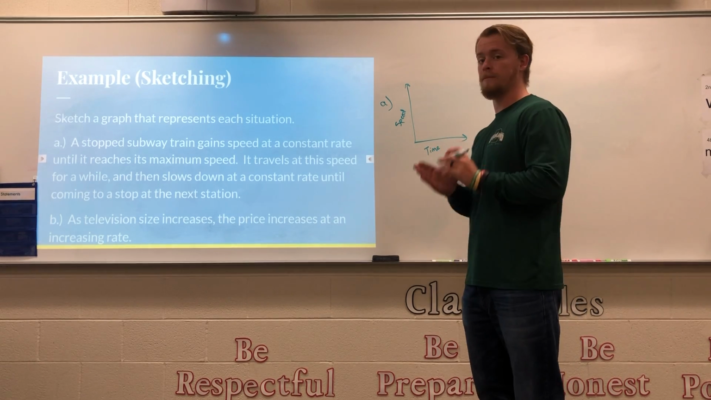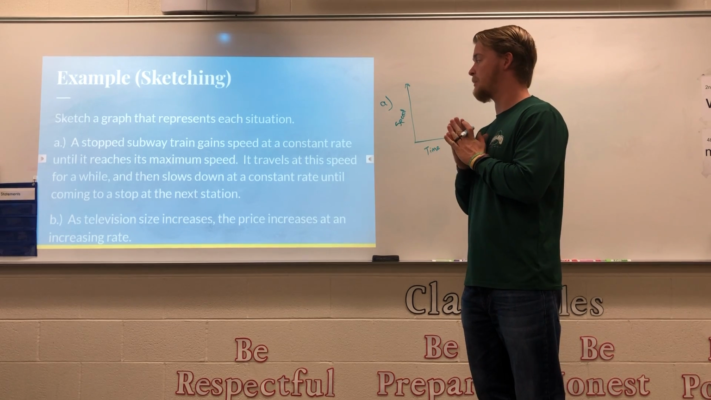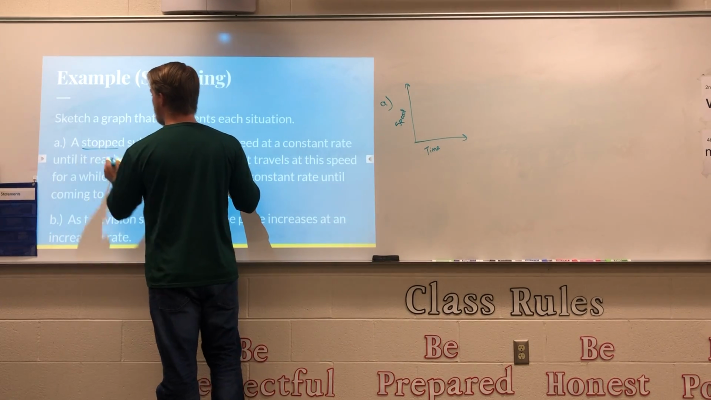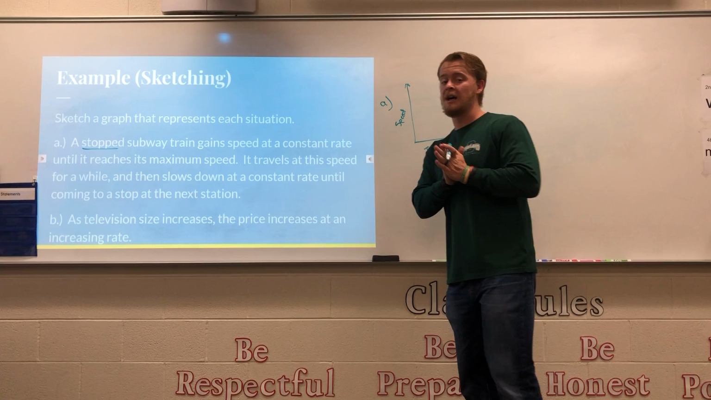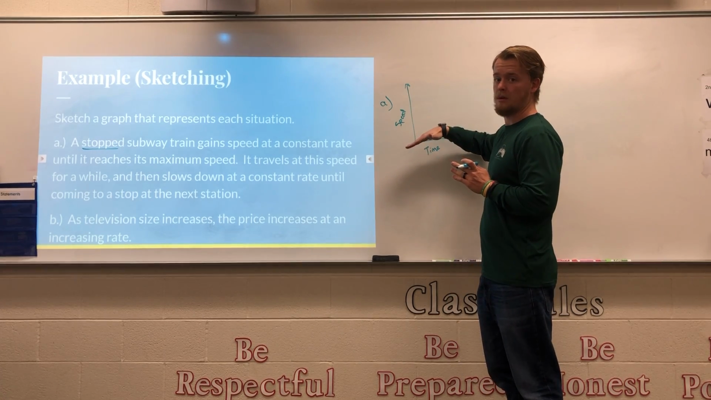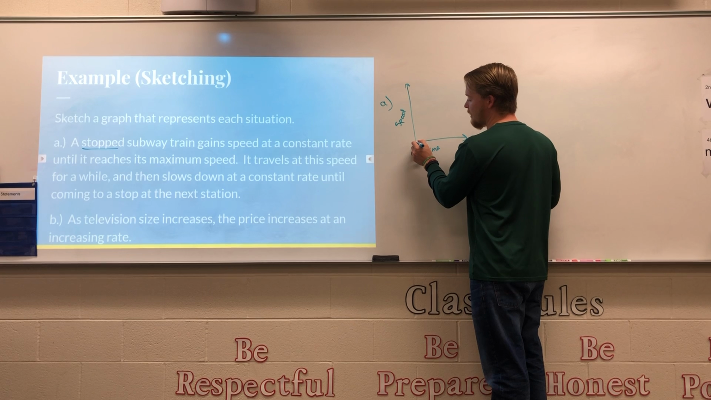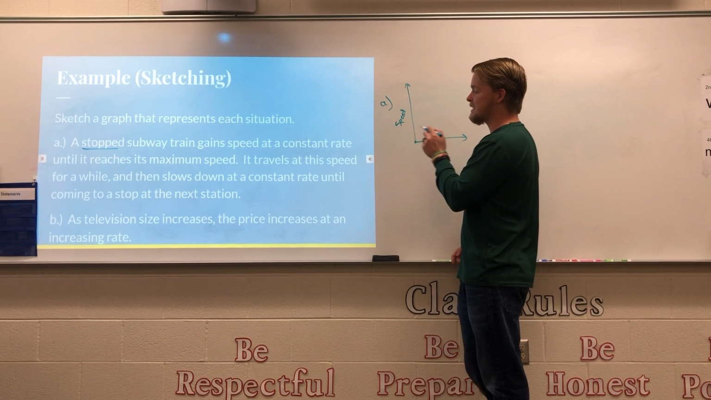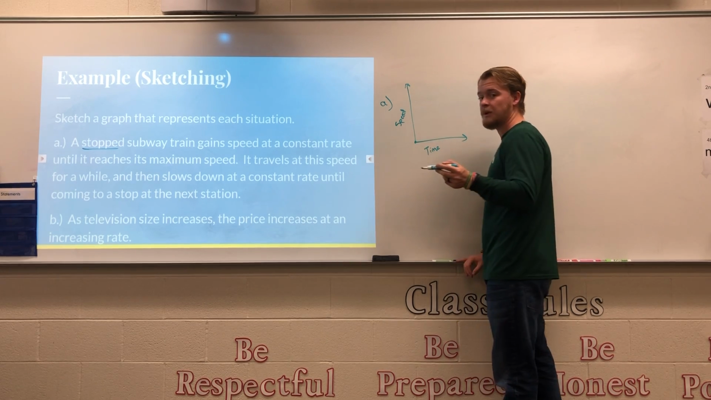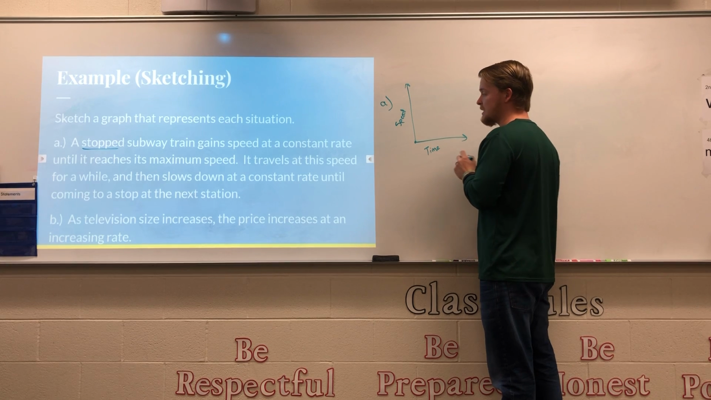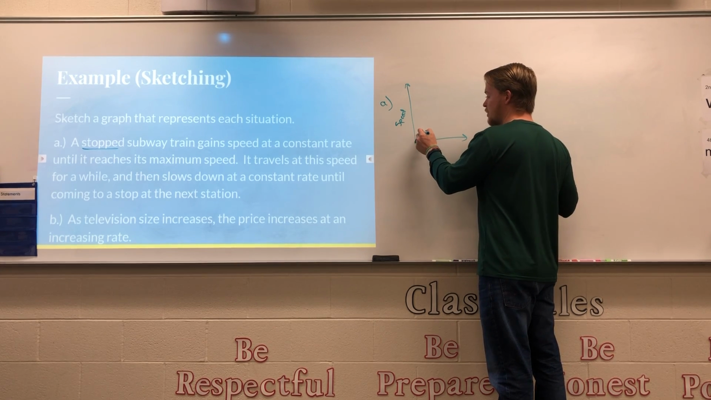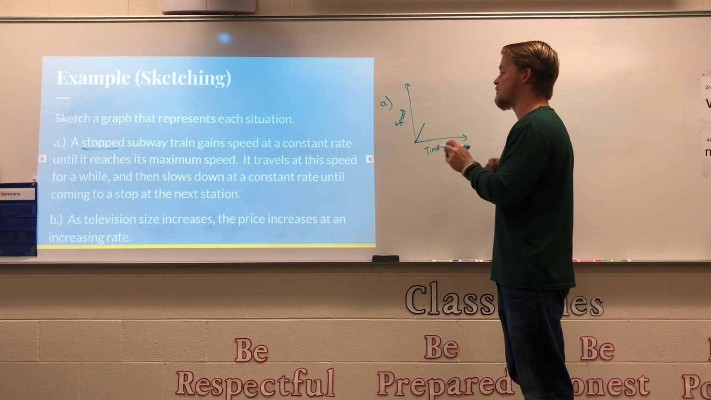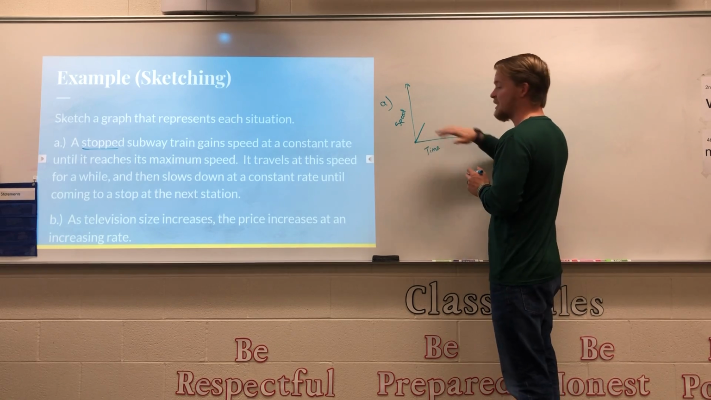So the key part is with these you have to break this paragraph down part by part. So the first important thing I see is a stopped subway train. So if it's stopped, what is its speed? 0. So if it's 0, that means it's starting right here. So this is where you're going to start, at the origin. So it says gain speed at a constant rate. So if it's gaining speed, it's increasing. And if it's a constant rate, it is a straight line. That would look like that. Until it reaches its maximum speed. So this could be its maximum speed.